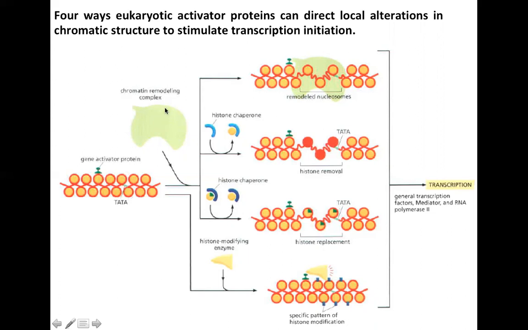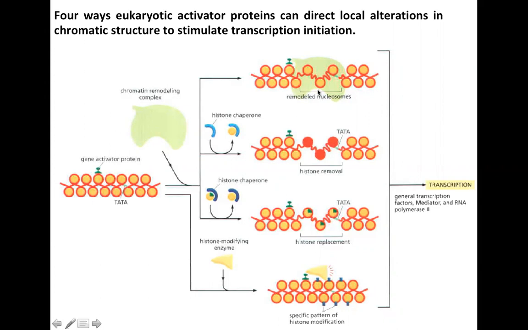The other three methods are dependent on chromatin remodeling complexes. So these are complexes of proteins, and they can carry out different types of modifications to make this site accessible to the transcription machinery. How do they do this? So there are three different mechanisms. First one is nucleosome sliding.